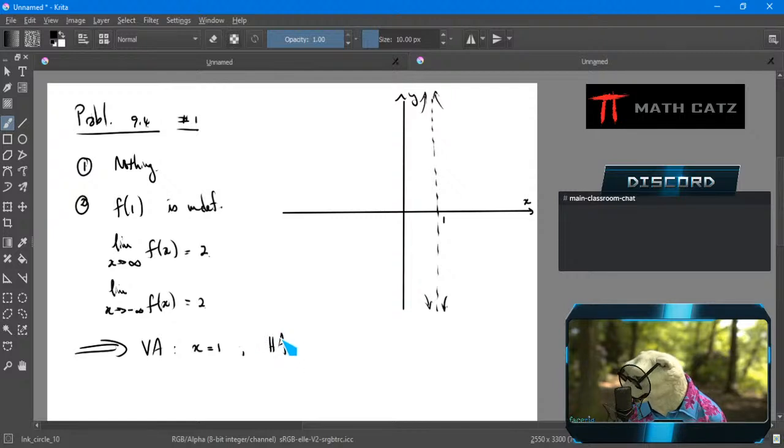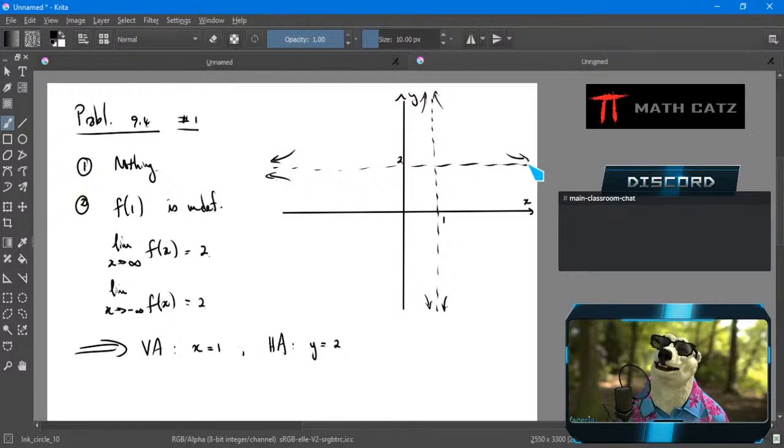Horizontal asymptote? Yes, because these infinite limits exist, equal to 2. Let's put 2 maybe a little higher. I don't know what's coming up, right? They don't really give me y values, so I seem to be free to choose them. So that's at 2. I don't know how it approaches that line, but I know it's on both sides. Both limits have a value of 2.